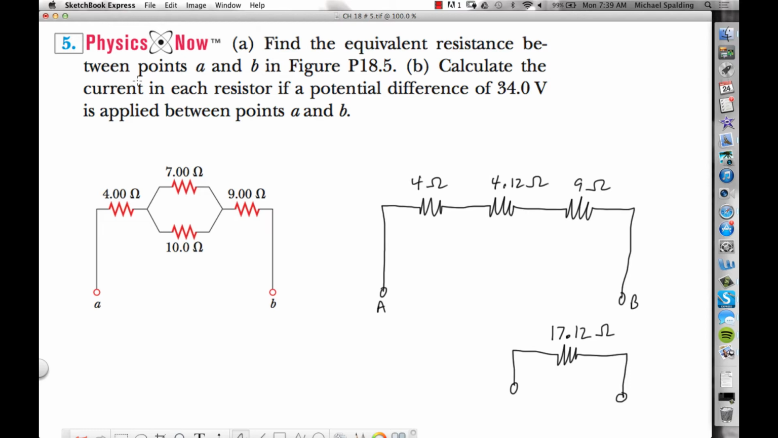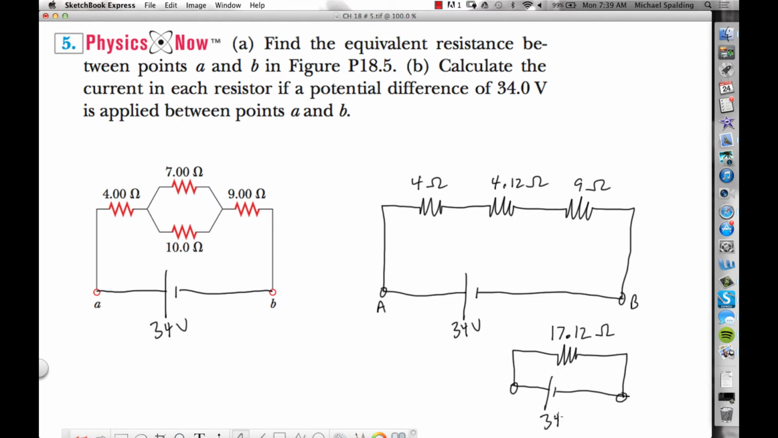Okay, now B. Calculate the current in each resistor if we put a battery between points A and B, a 34-volt battery. Okay, so we'll put a battery in here. We'll just add this to all the diagrams. 34 volts.